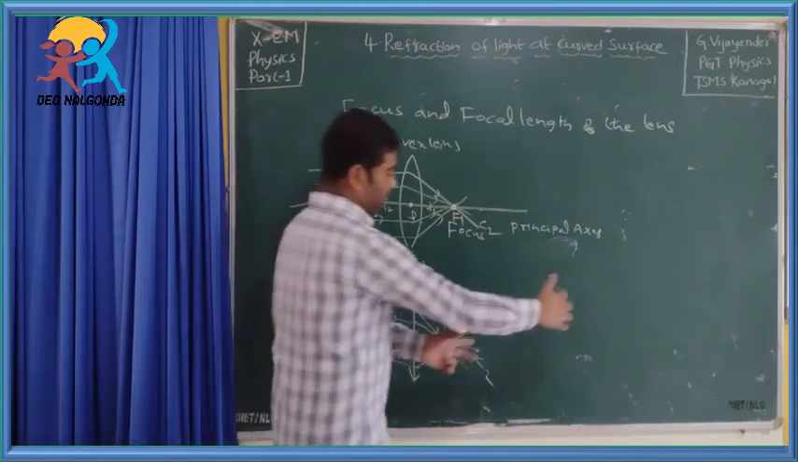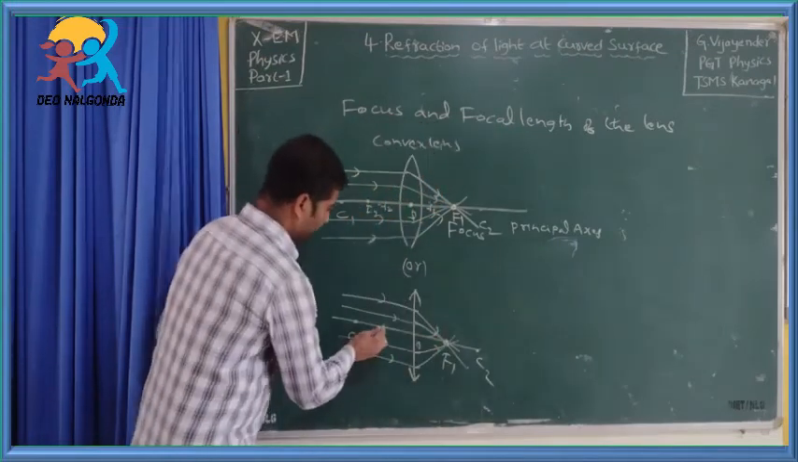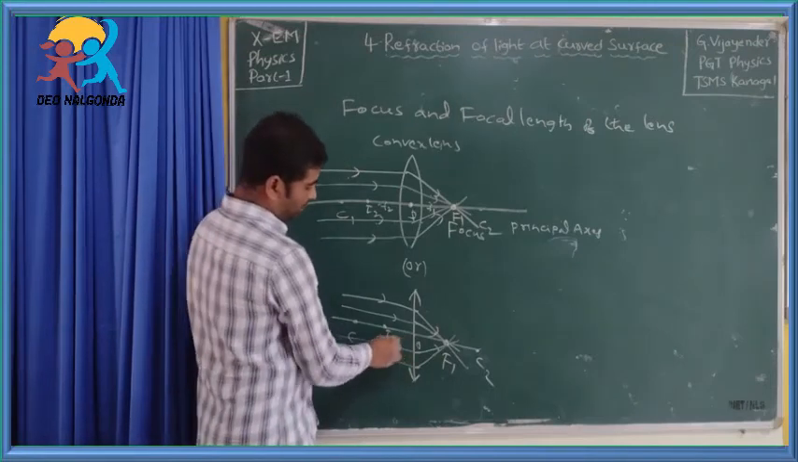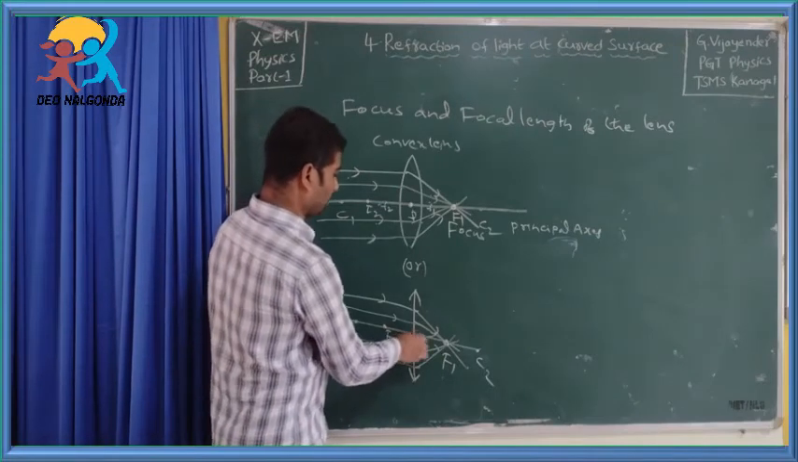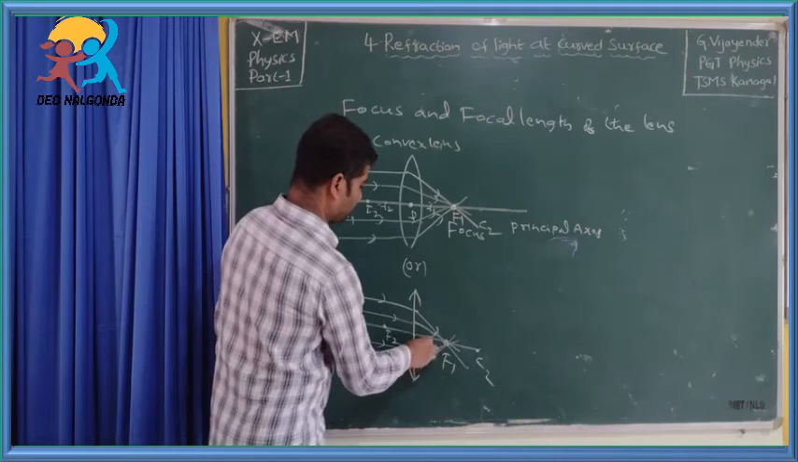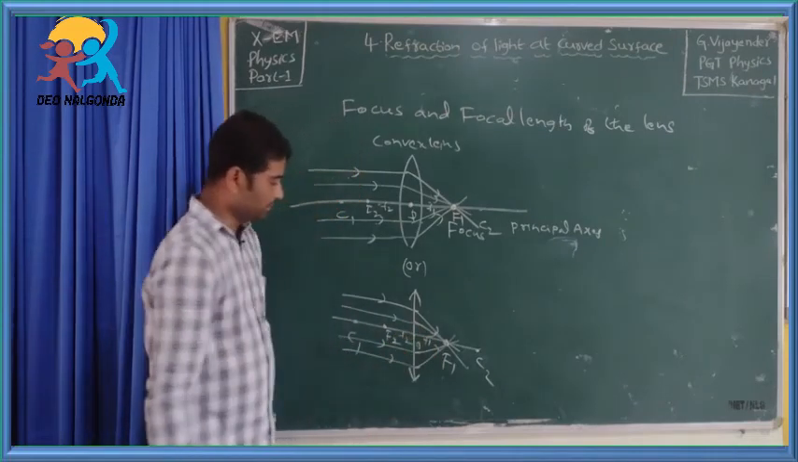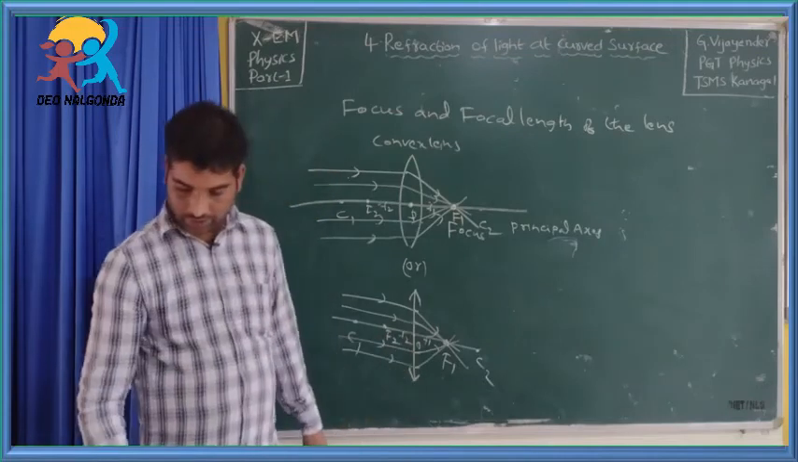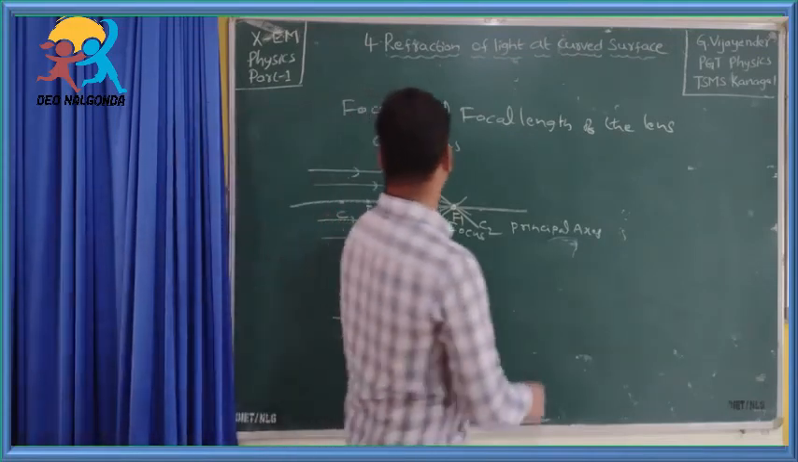If the light rays come from right to left, we have the other focus, F2. The distance between the optic center O and the focus F is called focal length f1, here f2. So a lens has two centers of curvature and two focuses. In this way we can draw the convex lens.